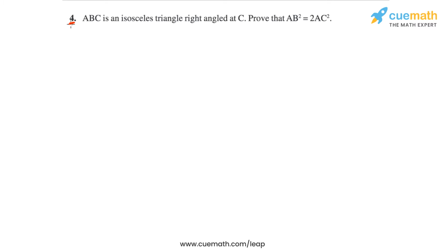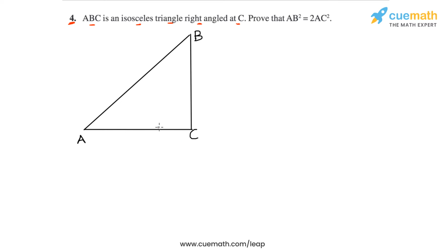Question 4 of this exercise says ABC is an isosceles triangle right angled at C. So let's draw a figure for such a triangle. So here's a figure that I've drawn for triangle ABC. We want the triangle to be isosceles and right angled at the vertex C.